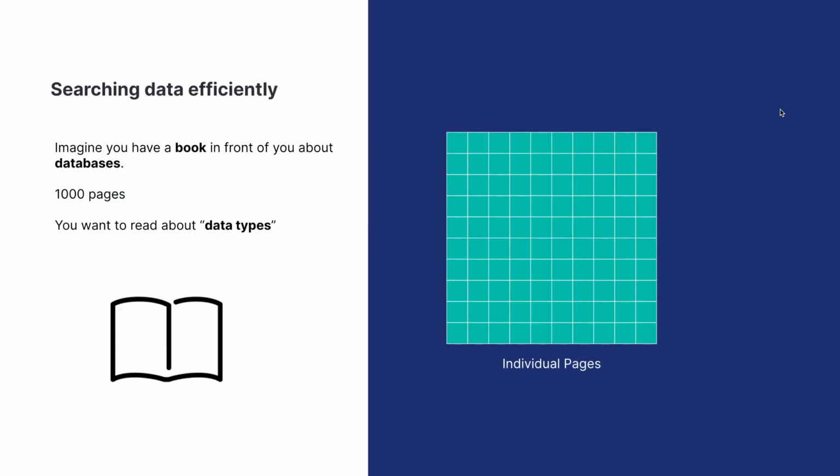Let's start with a very simple example here. Imagine that you have a book in front of you about databases. It has about 1,000 pages, and you would like to read about the topic of data types in this database. So what you would have to do now, if you only have this book, is look through 1,000 pages to find that answer, to find that topic about data types. It's going to take you a while to complete.